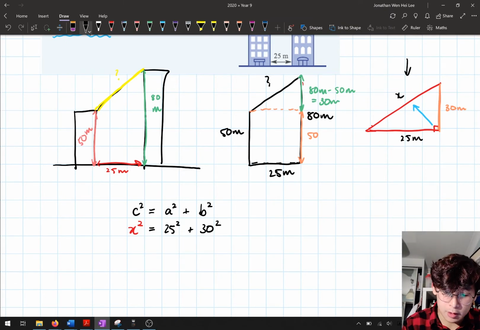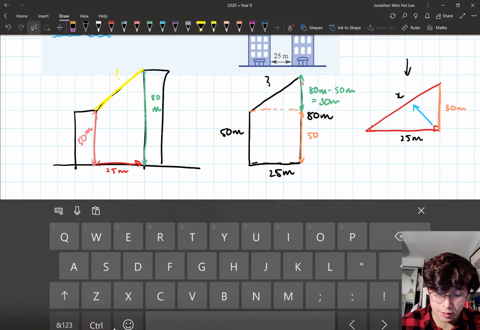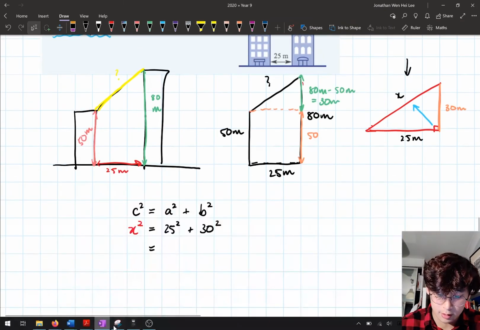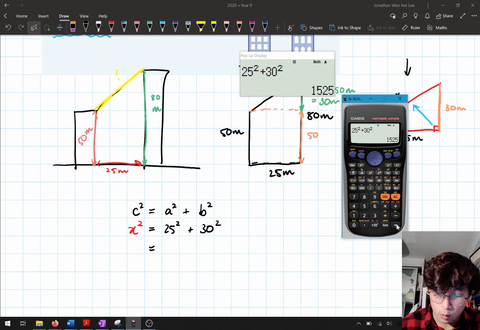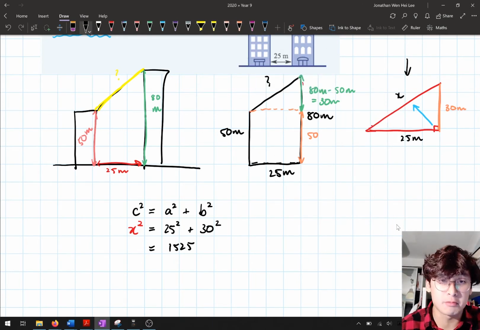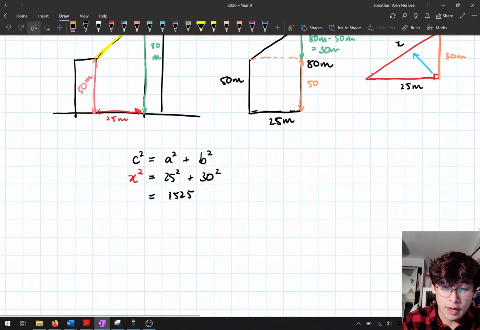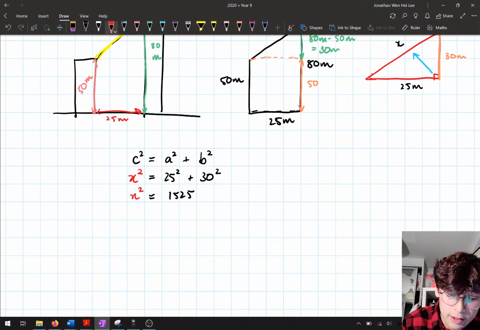Okay, cool. I'm going to put into my calculator 25 squared plus 30 squared. So let's do that. And we've got 1525. That's a nice number. And so that's what my X squared value is. Am I looking for X squared? No, I'm looking for the length of that cable. I'm just looking for X.